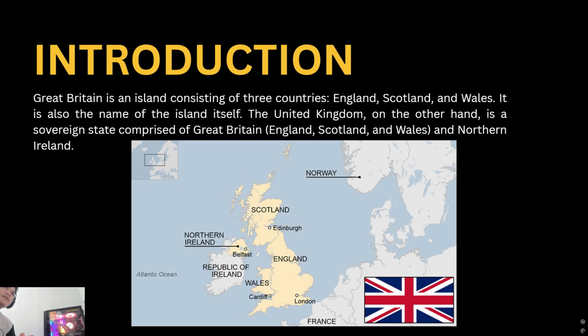First, introduction. Great Britain is an island consisting of 3 countries: England, Scotland, and Wales. It is also the name of the island itself. The United Kingdom, on the other hand, is a sovereign state comprised of Great Britain, England, Scotland, and Wales, and Northern Ireland.